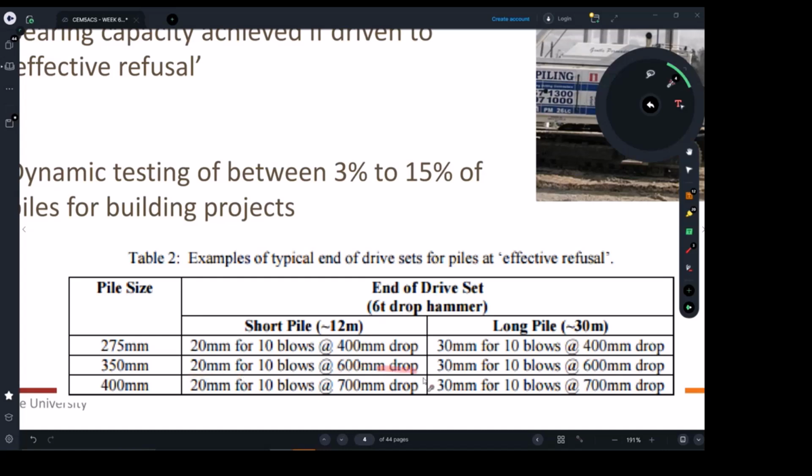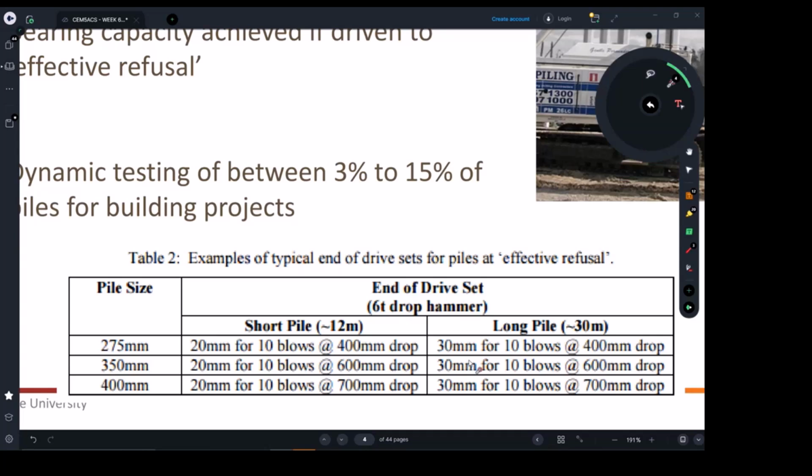And the dropping height for the hammer is 600 millimeters. If you have a long pile, 30 meters, you should typically get 30 millimeters for 10 blows, or 600. If you're not really getting these numbers, if you start getting maybe only 10 millimeters or less, that means you can't stop, because you're getting those kilonewtons we're after.